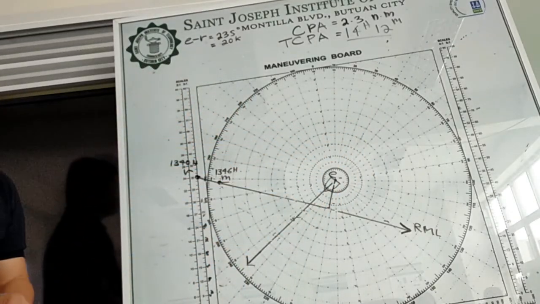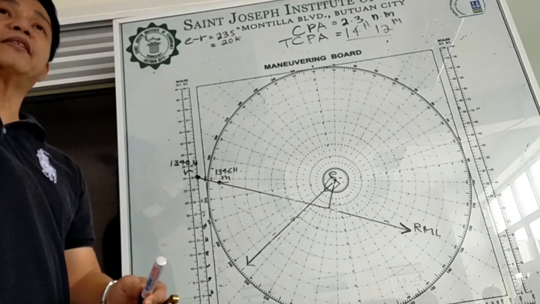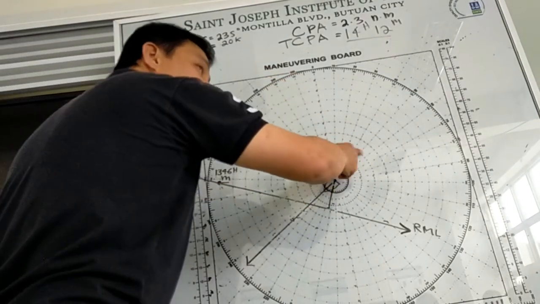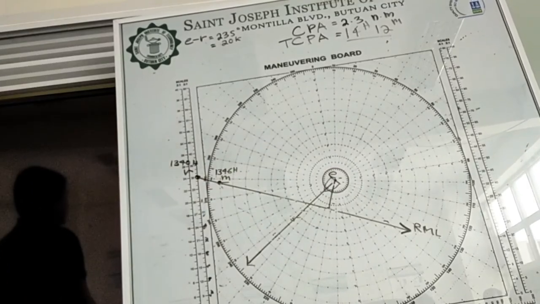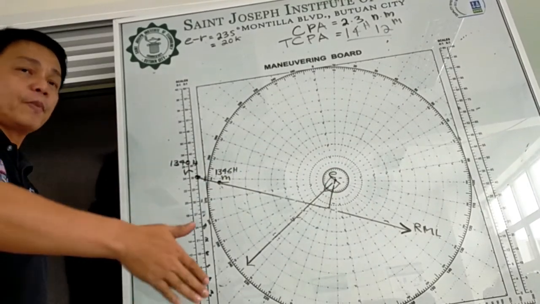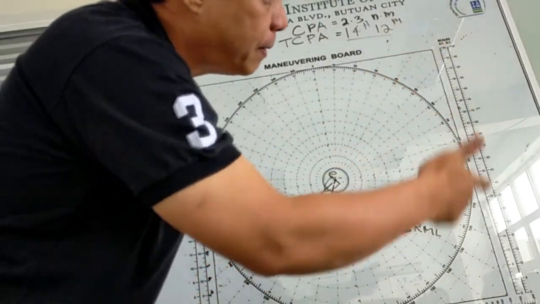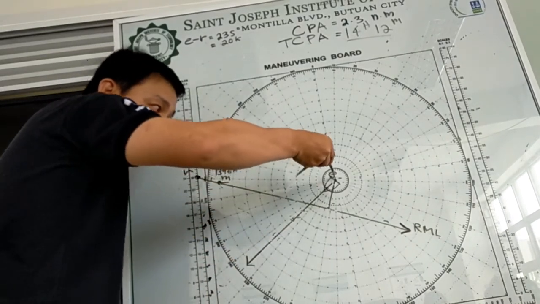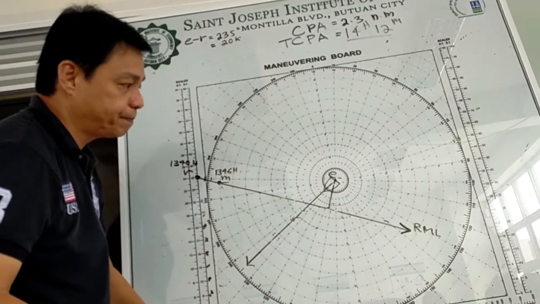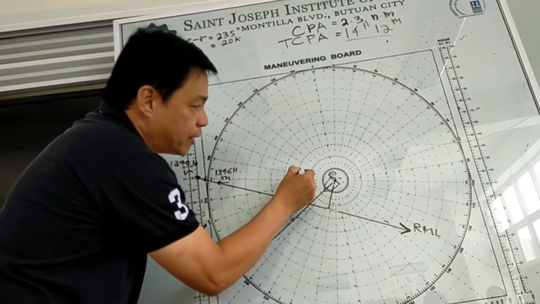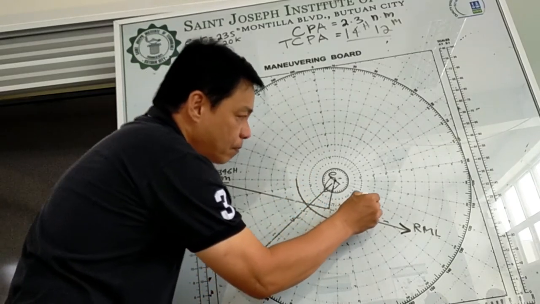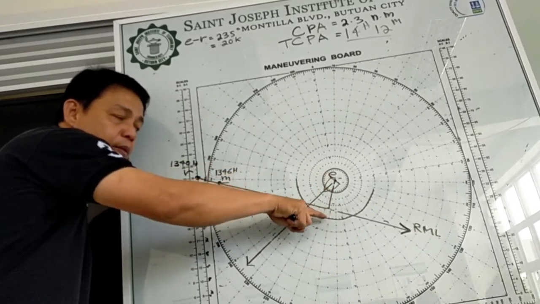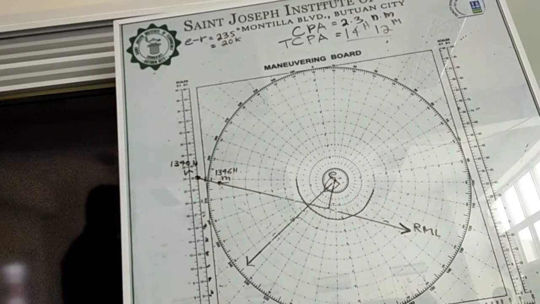So if you alter to starboard, you swing directly, opposite. Okay? So, we will now plot the company policy, 3 miles. I repeat, we measure 3 miles and swing 3 miles. 1, 2, 3. From here to here is 3 miles.